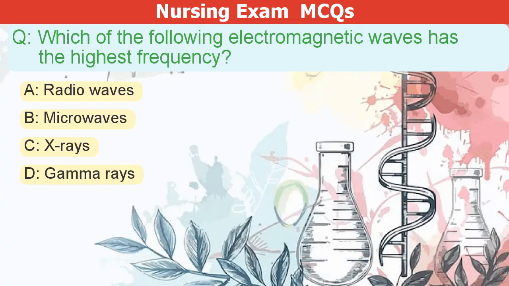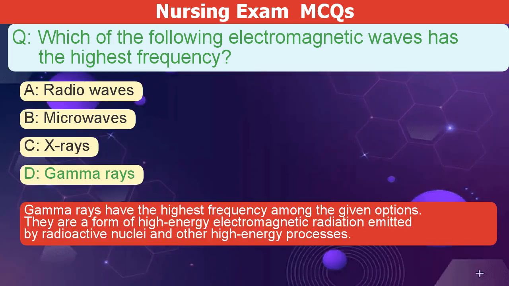Which of the following electromagnetic waves has the highest frequency? A. Radio waves, B. Microwaves, C. X-rays, D. Gamma rays. The correct answer is D. Gamma rays have the highest frequency among the given options. They are a form of high-energy electromagnetic radiation emitted by radioactive nuclei and other high-energy processes.